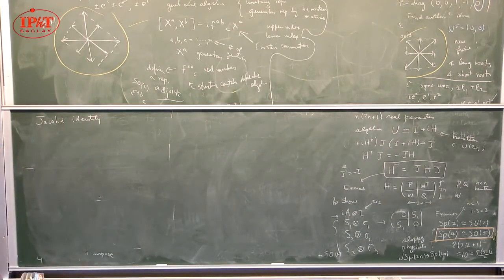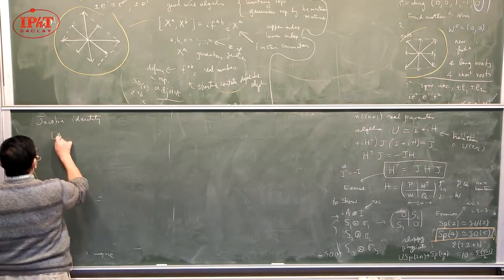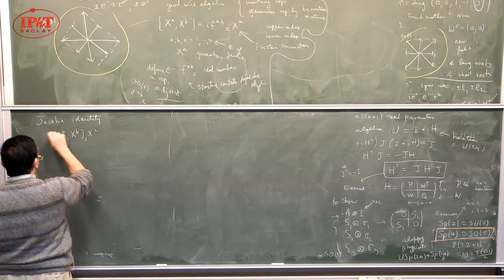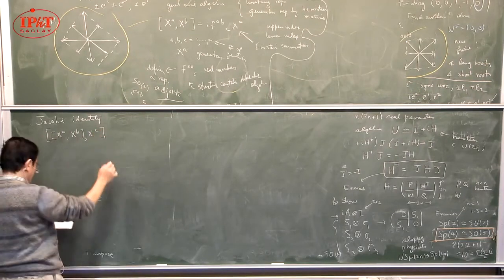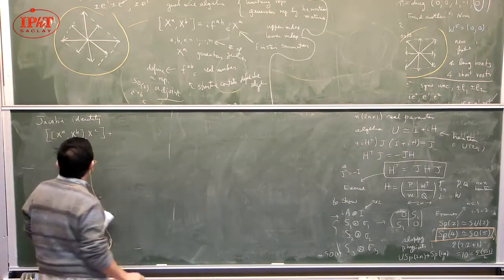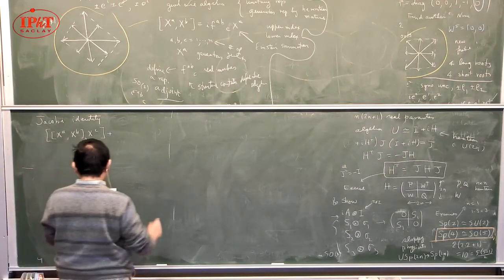So the Jacobi identity, I assume all the students know about Jacobi identities. If you have three objects A, B, C, the commutator of A, B with C plus the cyclic permutations vanish. If you don't know it, you should prove it. It's a very important identity in physics. For example, Einstein gravity would not be possible without the Jacobi identity.